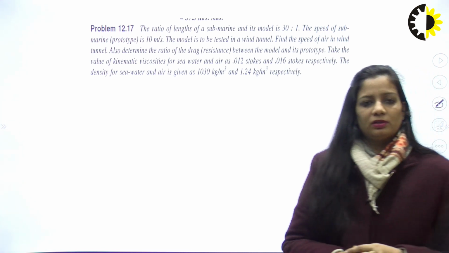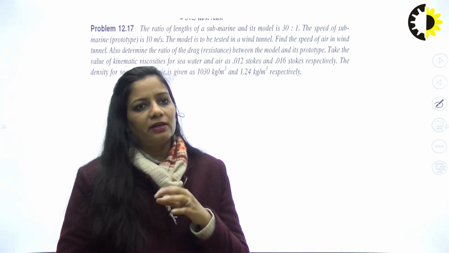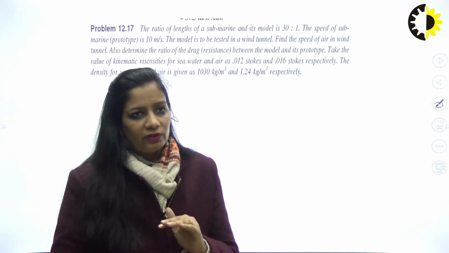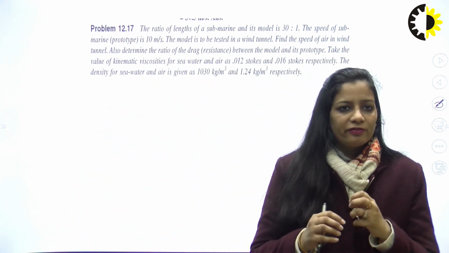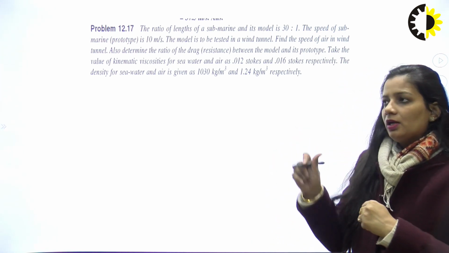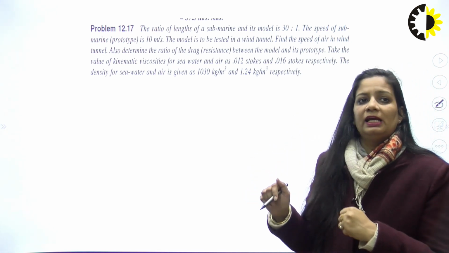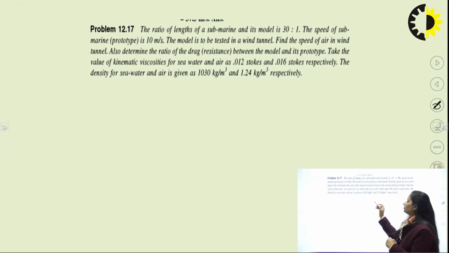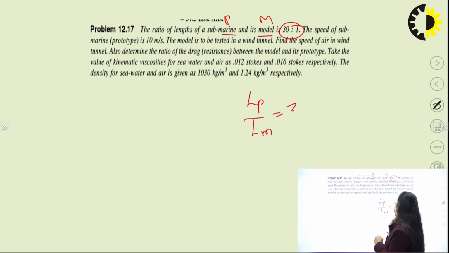Okay, so now the next question states the ratio of lengths of a submarine and its model is 30:1. In this particular question, the question is somewhat different. Again they are saying about ratio of dimensions. Submarine, that means prototype, and model 30:1. So you can write it as LP by LM equal to 30.